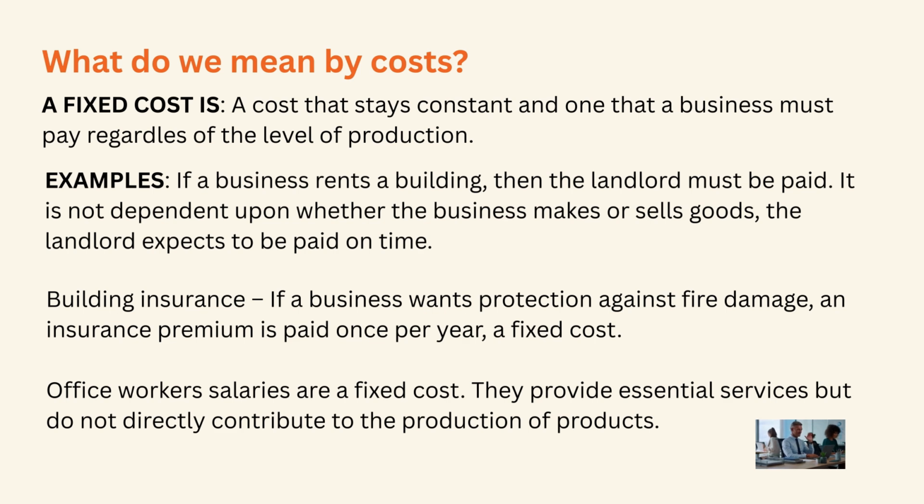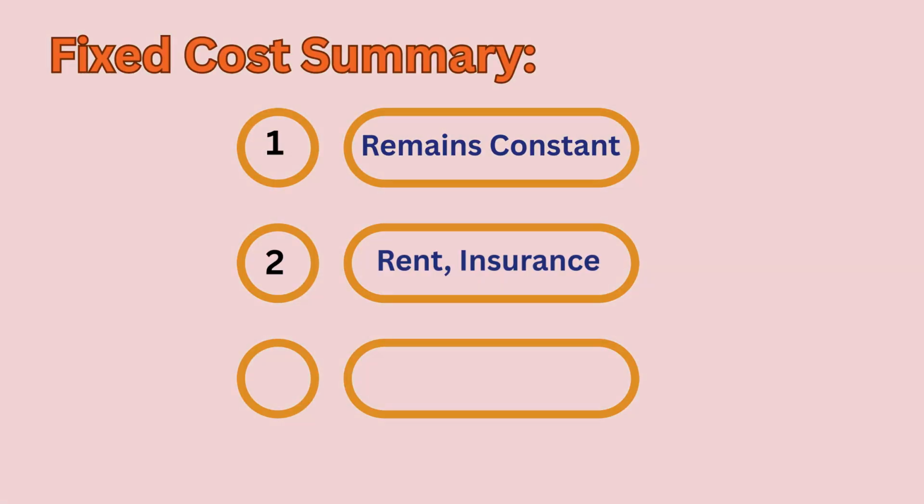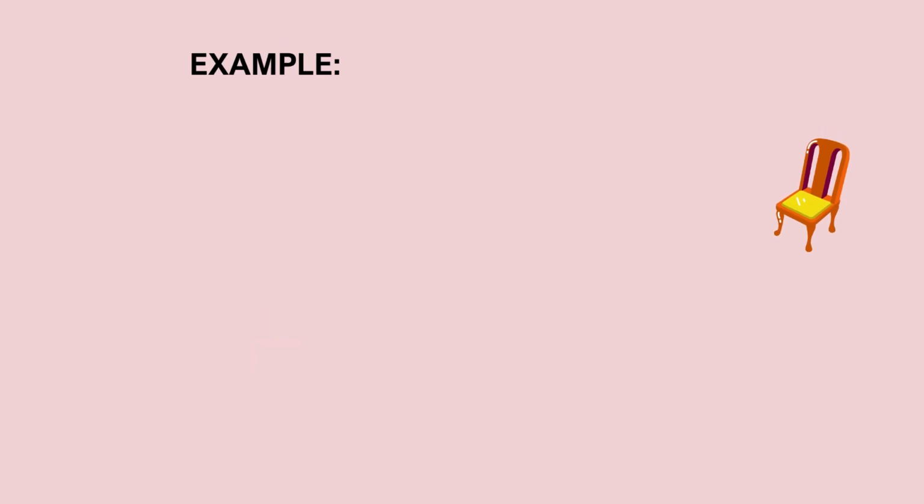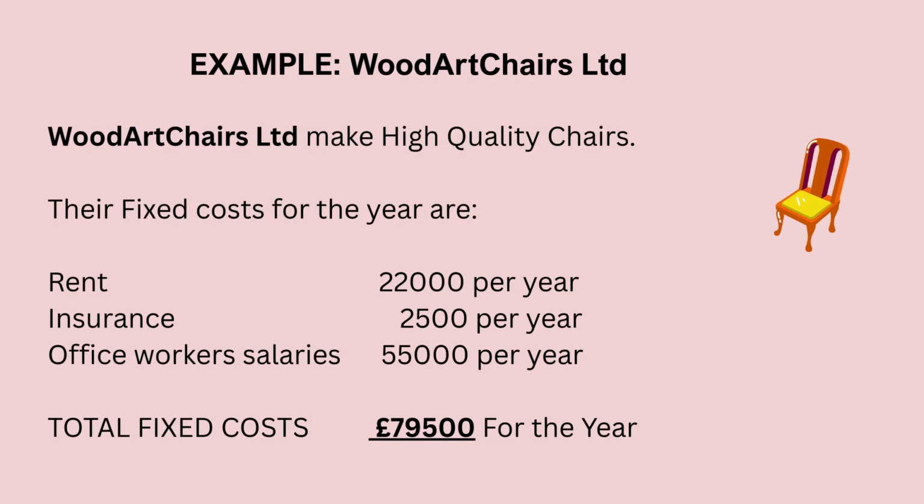To summarise, 1. Fixed costs remain constant. 2. Include expenses that have to be paid such as rent and insurance. And 3. Are not linked to production. In this example, Wood Art, a chair manufacturer, have several fixed costs, and their total fixed costs amount to £79,500.